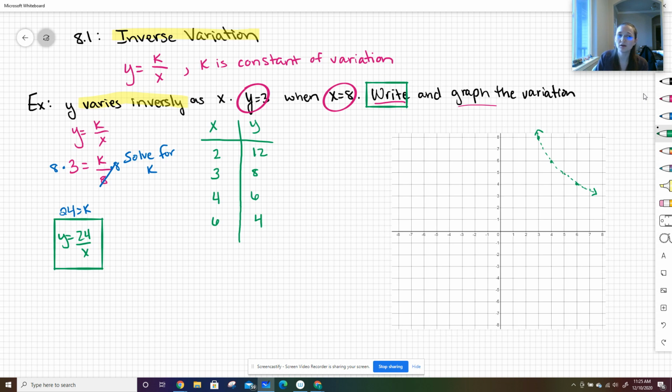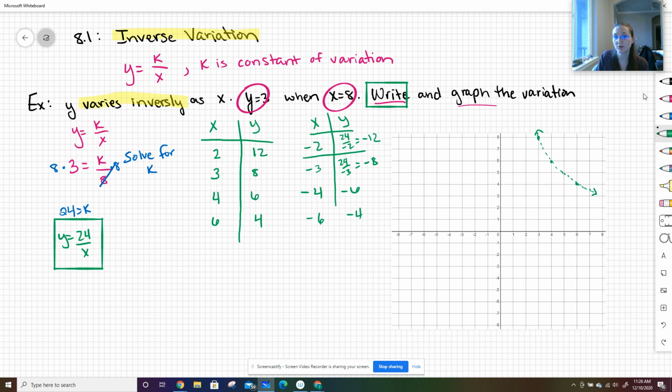But isn't 24 also divisible by negative numbers? So what if I pick some negative numbers and I say, okay, well, what about negative 2? Well, 24 divided by negative 2 is negative 12. Okay, what about negative 3? 24 divided by negative 3 is negative 8. For 4, I could do the same thing. I'll get negative 6. For 6, I could do the same thing and get negative 4. Whoops, those are supposed to be negative.